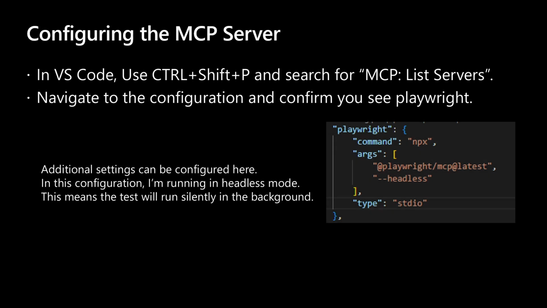Once you've got it installed in VS Code, I use the commands on a Windows machine, Control-Shift-P. That brings out the different commands you have. You can search for MCP: List Servers. I will navigate to the configuration on the example, and you can see where Playwright will be installed there. This here shows that I'm using the latest version of it, and so on.